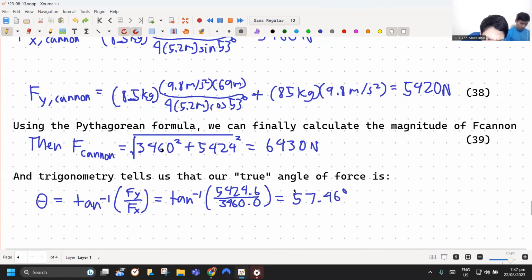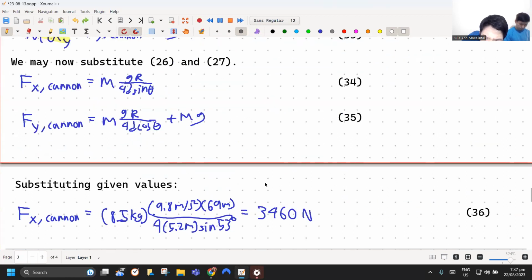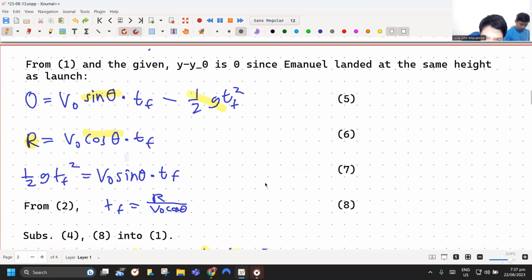So now we know his force, now we know his angle. So the problem is solved. QED.